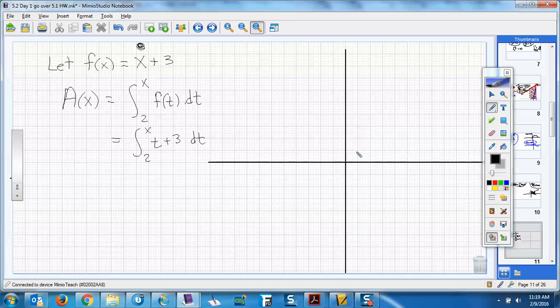Okay, so let's graph it. T plus 3. So that'd be up 3, y-intercept, up 1 over 1, up 1 over 1, up 1 over 1.